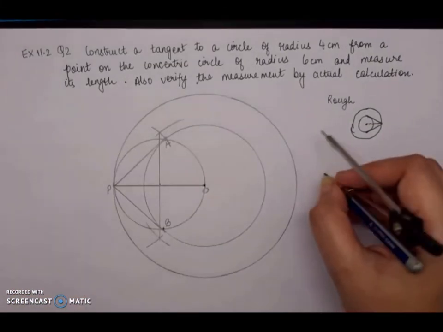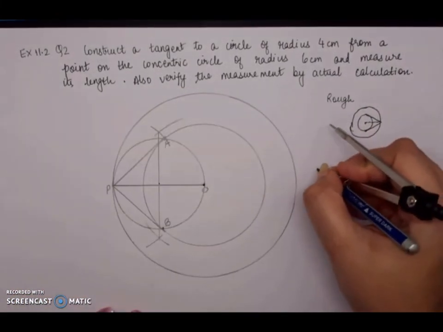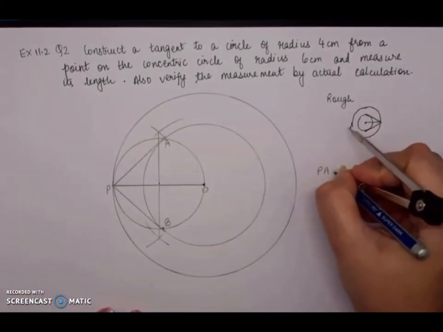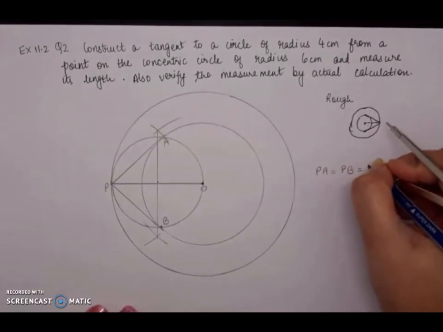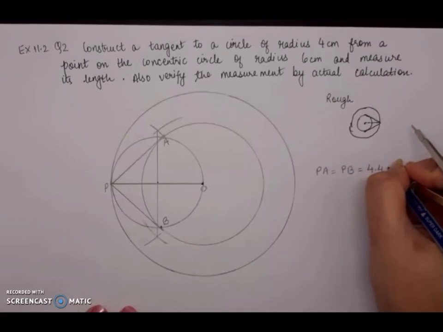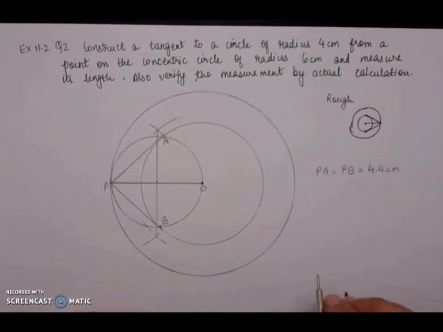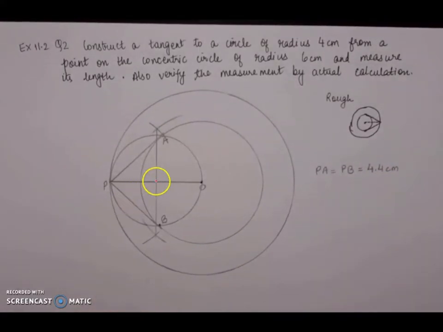We also have to measure the length of PA and PB. So PA and PB both are equal and they are equal to approximately 4.4 cm. Now next we have to verify the length PA that we have found by measurement as 4.4 cm. This we have to verify by actual calculation.